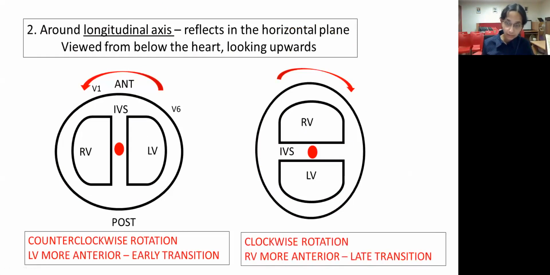I think you need to pay a little more attention to this part. The frontal plane is easy to understand. For the horizontal plane, remember yourself seeing from the foot end towards the patient's heart, and imagine this cardiac mass. The rotation can happen in this direction or in this direction. So this is counterclockwise, this is clockwise. In counterclockwise, LV is more anterior. In clockwise, RV is more anterior. I hope it is a little clearer. Maybe you could read it once, and in the next session we can look at it again if you still have some doubts.